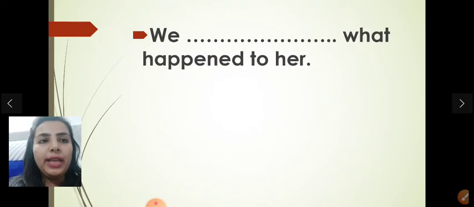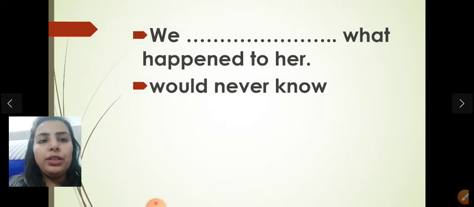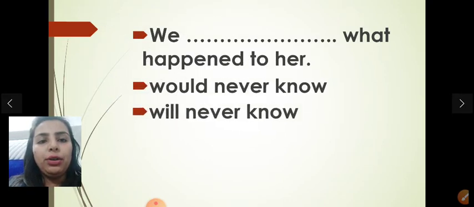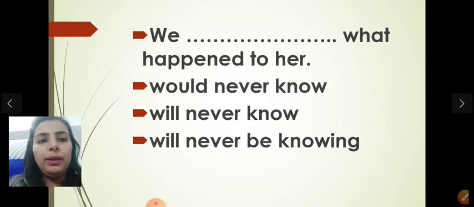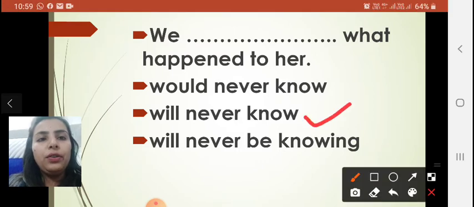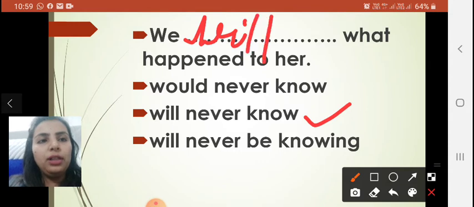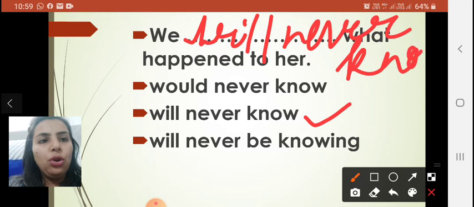Next is we dash what happened to her. Make it the simple future tense. So the options are would never know, will never know, will never be knowing. So we will never know what happened to her. Okay.